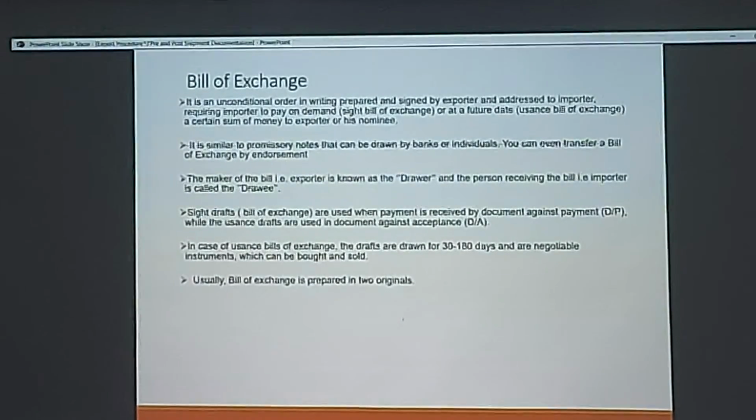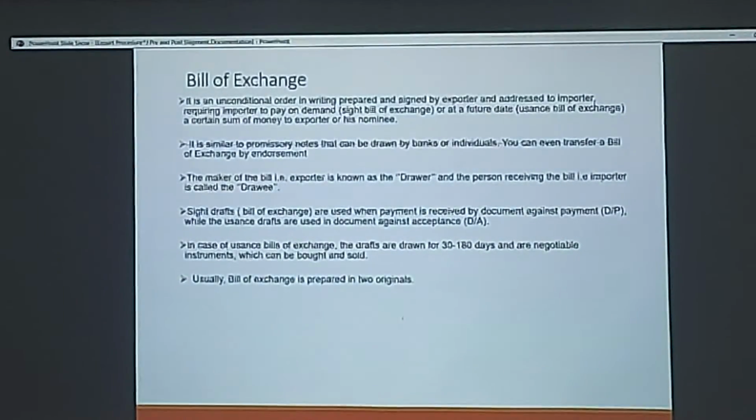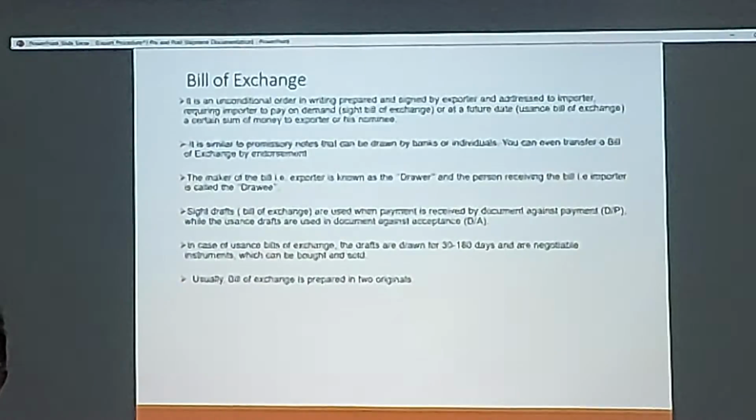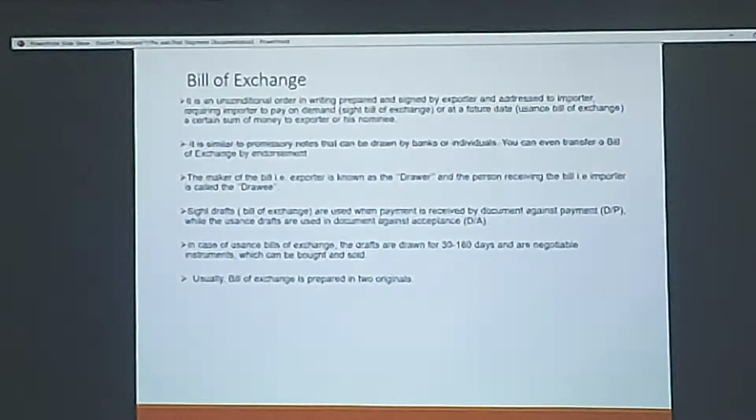Now, we always take the bill of exchange in 2 originals, like the BL, which comes in 3 originals. Here also the bill of exchange is in 2 originals. If the first one is lost, we have the second one. Normally the bank sends documents in 2 lots.